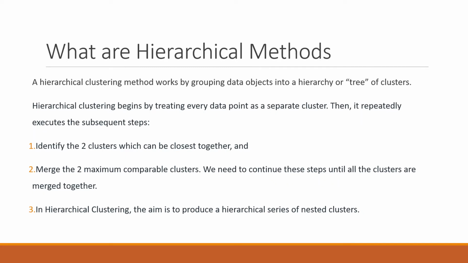A hierarchical clustering method works by grouping data objects into a hierarchy or tree of clusters. Hierarchical clustering begins by treating every data point as a separate cluster. Then it repeatedly executes the subsequent steps. First, identify the two clusters which are closest together and then merge the two most comparable clusters. We need to continue this step until all the clusters are merged together, and last, the aim is to produce a hierarchical series of nested clusters.